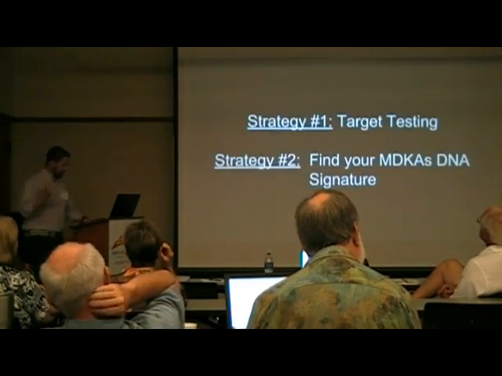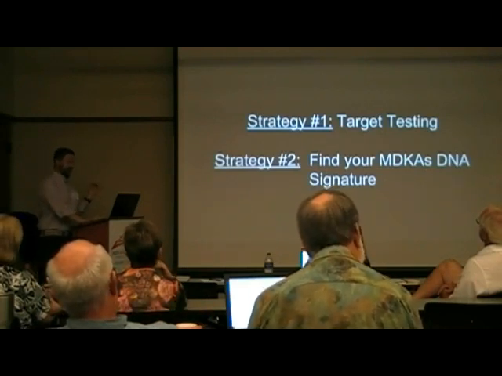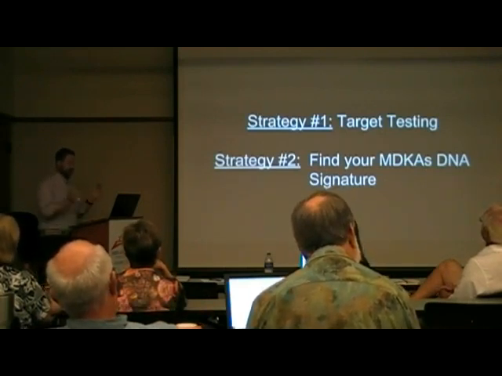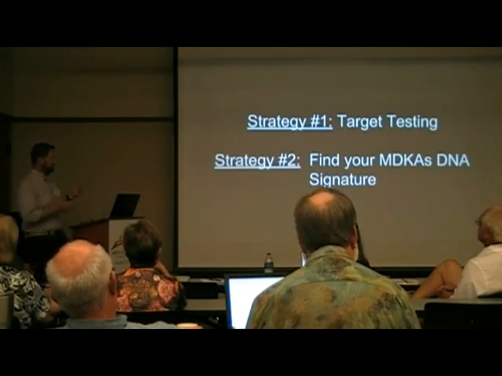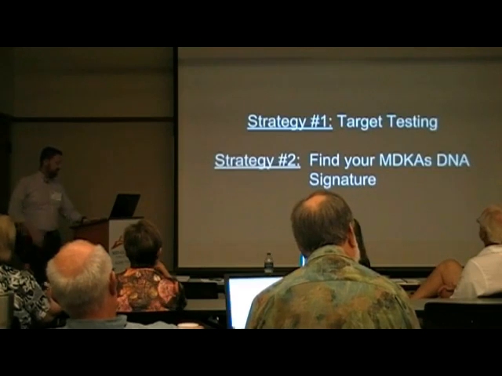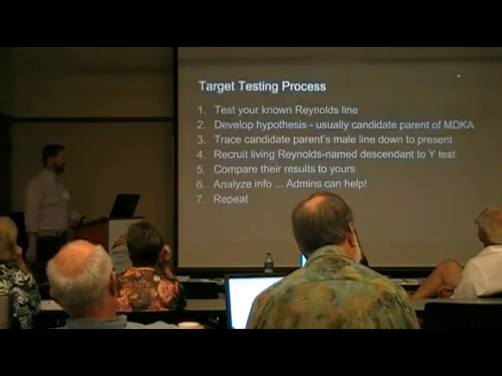So we're going to introduce two strategies. The first is targeted testing, and the second is finding your most distant known ancestor's DNA signature. We've hinted at these several times through the earlier sessions. We're going to talk about practical examples of how we're doing these.